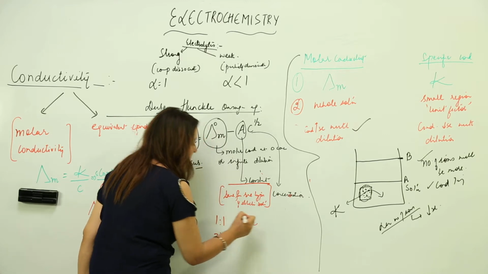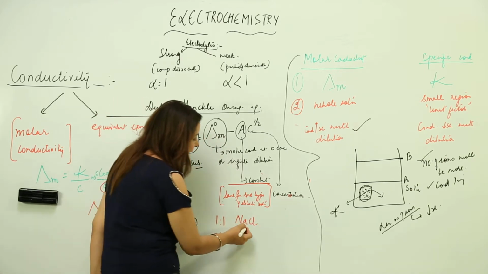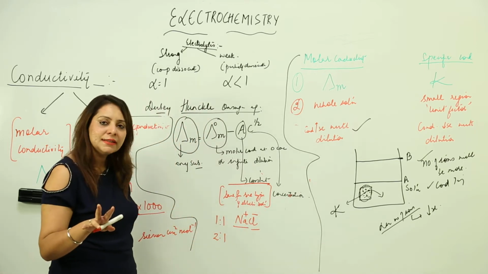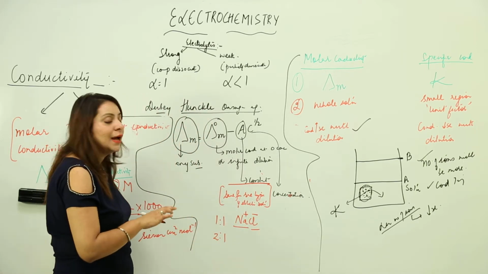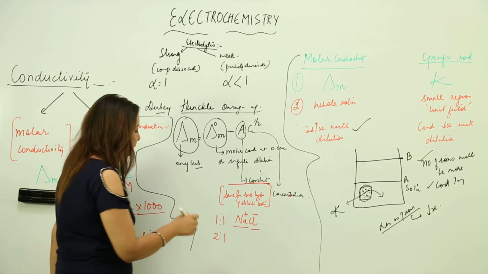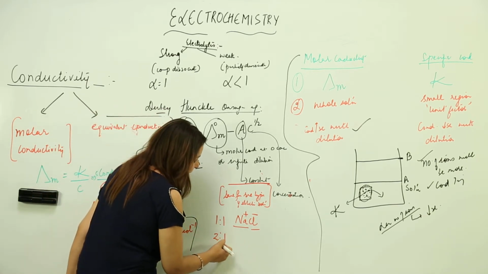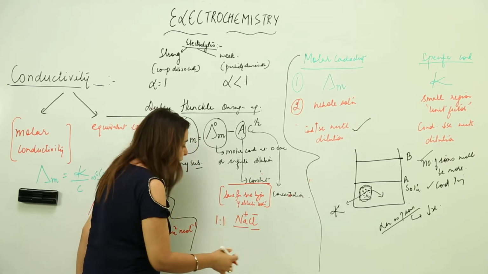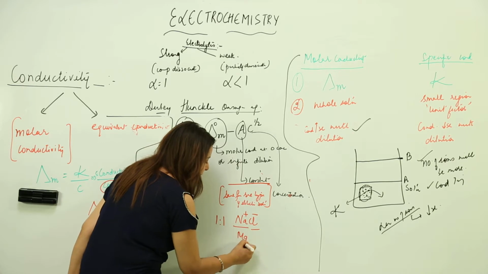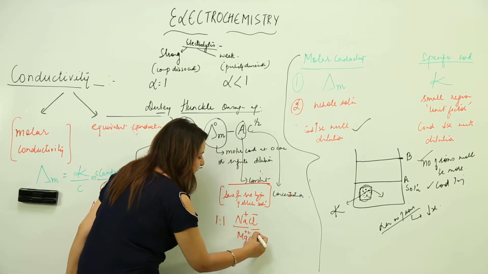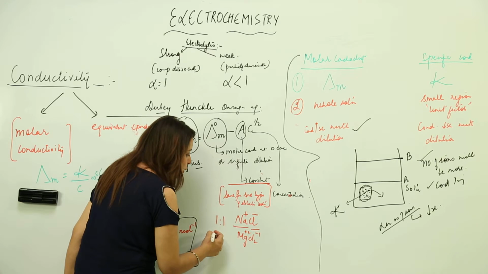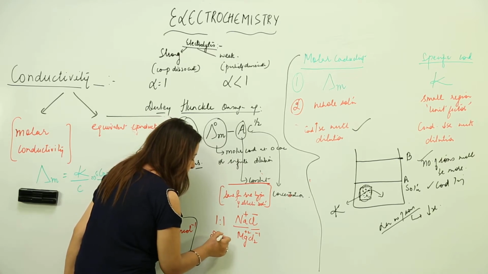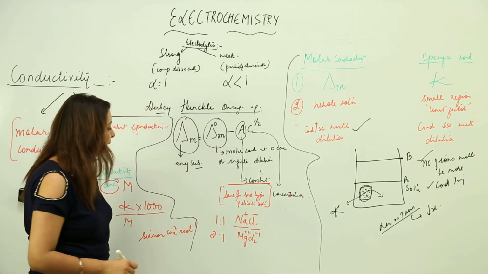Suppose I have NaCl. In this case, Na has positive valency and Cl has -1 valency. So both valencies are the same, and we can say that it is a 1:1 kind of electrolytic solution. Similarly, let me take another example, MgCl2. Here the valency is +2 and here it is -1. So that means it is a 2:1 kind of solution, right?